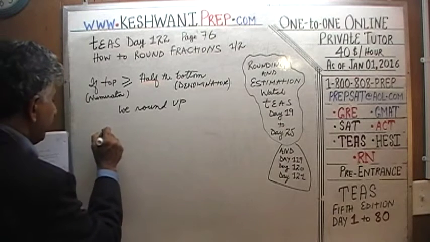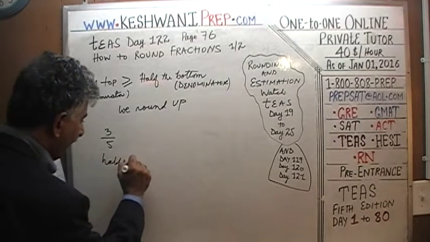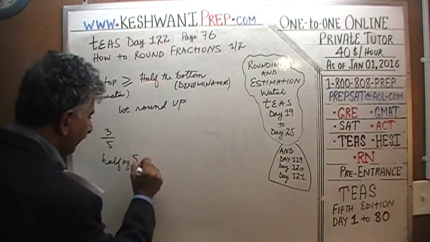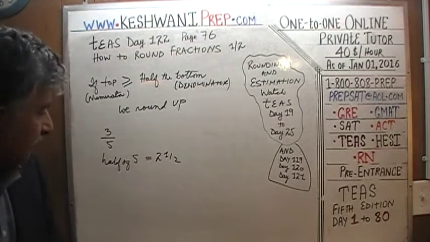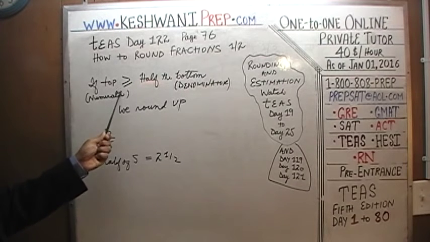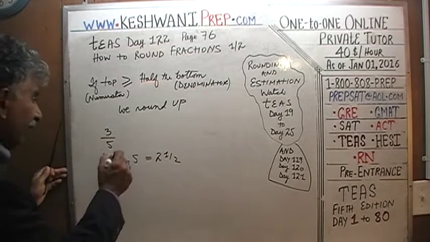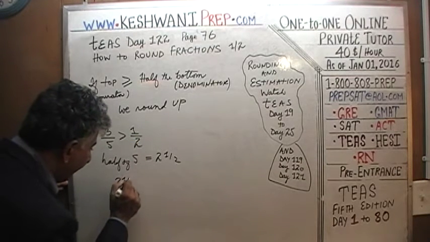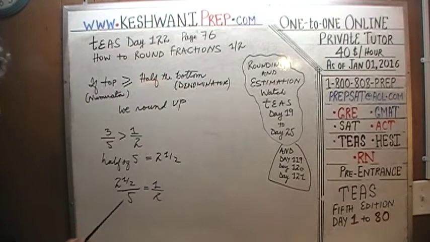For example, 3/5. But we know half of 5 is 2.5. And since the top is 3, since top is greater than or equal to, it can actually be either greater than or equal to. Here it's greater than. Since top is greater than half the bottom, this quantity actually is more than half. It's more than half because 2.5/5 would have been exactly half. Because 2.5 is half of 5.